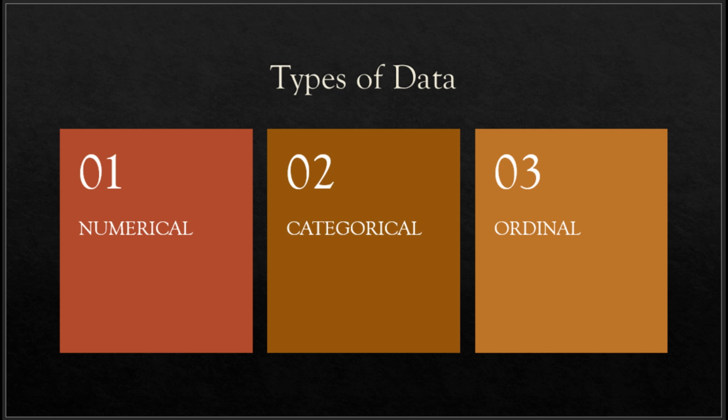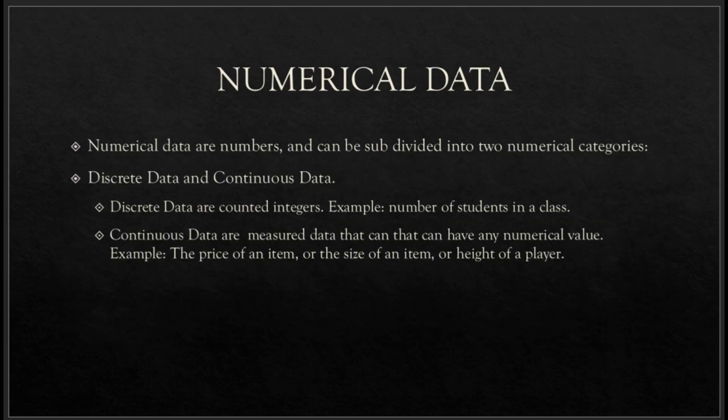We normally come across three types of data: numerical data, categorical data, and ordinal data. Numerical data are just numbers and can be subdivided into two numerical categories: discrete data and continuous data. Discrete data are counted numbers that are limited to integers. For example, the number of cars passing by or the number of students in a class.